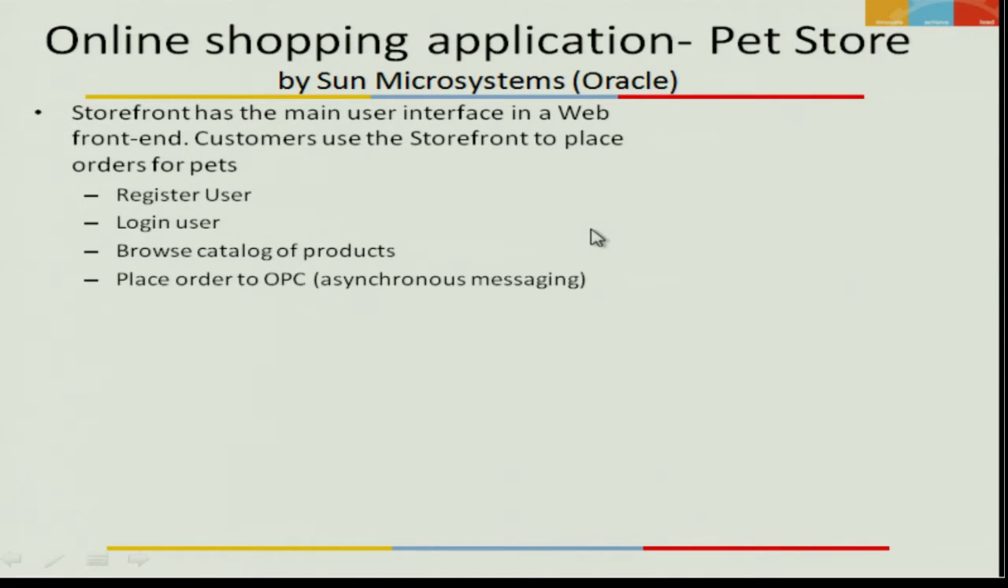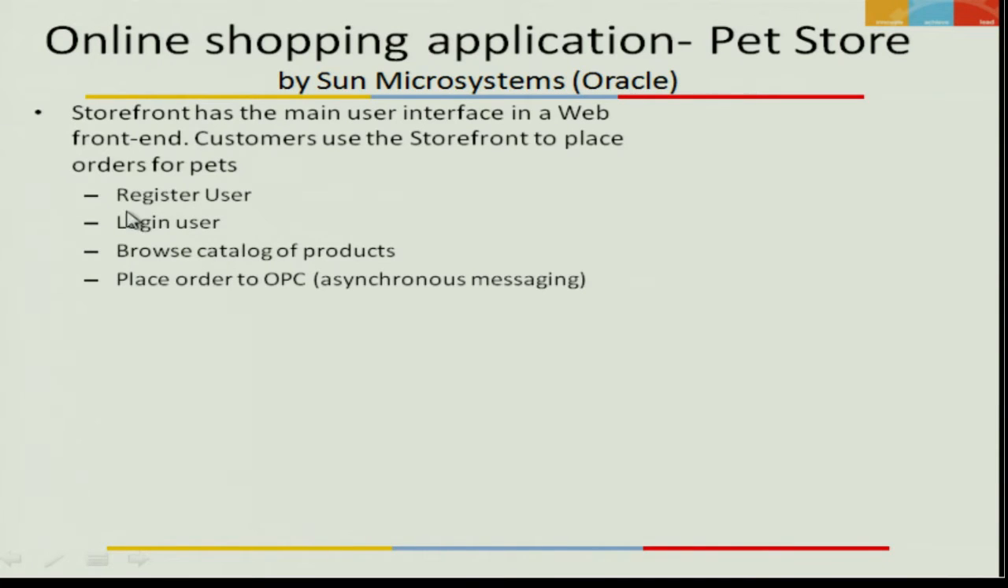So, very briefly, Pet Store actually has a component called Storefront. Storefront is the main user interface, which is a web-based front end. So, customers use this Storefront to place various orders for pets, and pets like fish, then cat and dog and so on. So this particular Pet Store is an online store to sell such pets over the web.